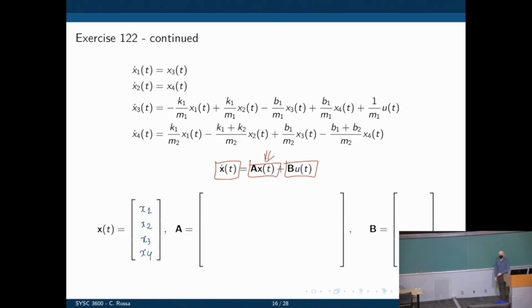Let's look at x1 dot. What goes in matrix A for x1 dot? Now remember that A here is going to be multiplied by x1, x2, x3, x4. And if you want to reproduce the first equation, what coefficients do we need in the first row? Notice that x1 dot is only a function of x3. It's multiplied by 1. It's not a function of x1. It's not a function of x2. It's multiplied by 1 to get x3 and 0 for x4.